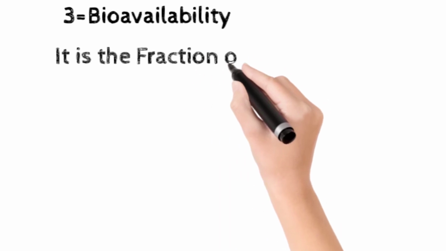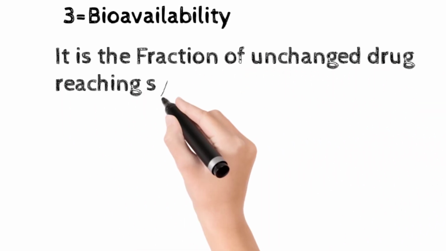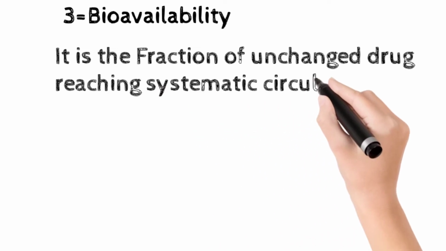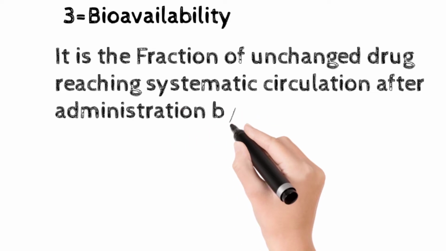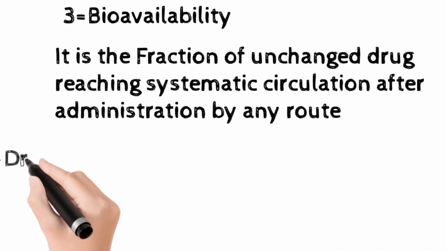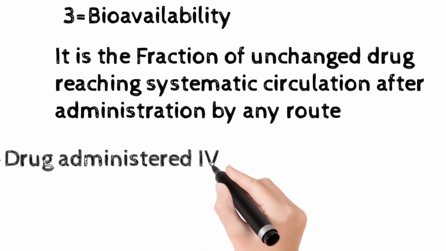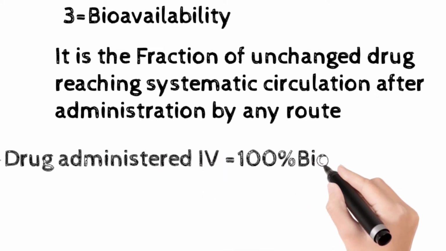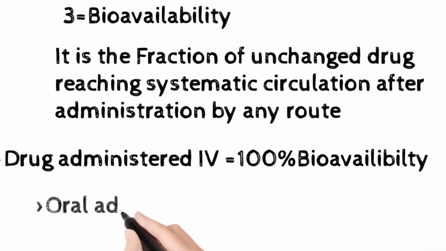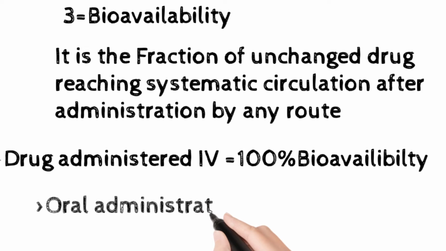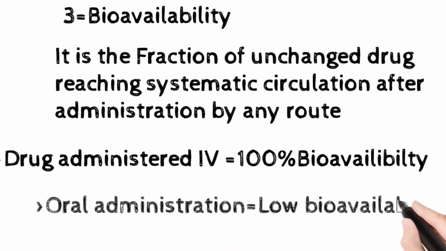What is bioavailability? It is the fraction of unchanged drug reaching the systemic circulation after administration by any route. This is bioavailability, meaning which amount of unchanged drug reaches the circulation. Now the bioavailability of the IV route is 100%. Now the oral administration route has low bioavailability.